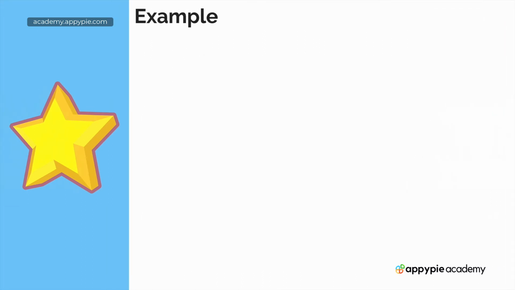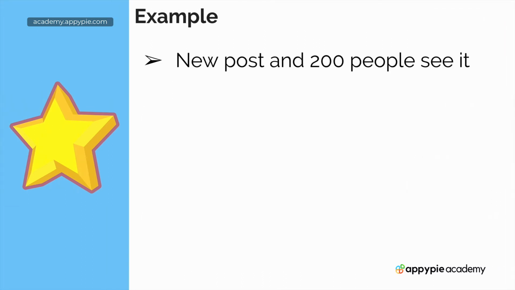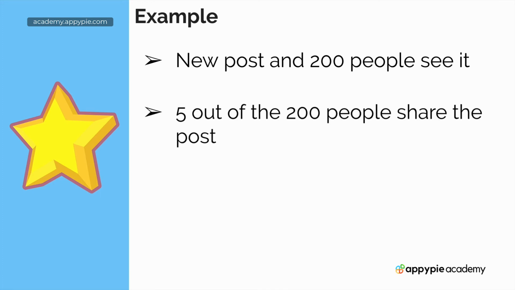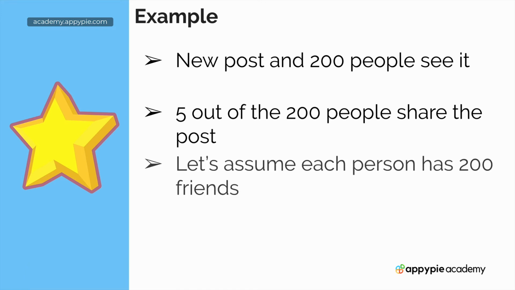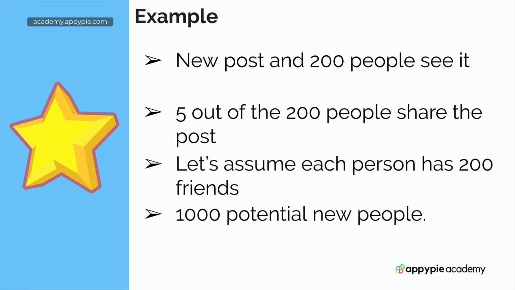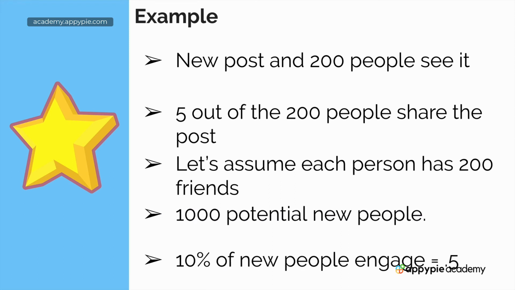So here's an example. Let's say you post to 200 people and 200 people see your original post, and let's say 5 out of those 200 people share your post. And let's assume that each person has 200 friends. That means that we have a new reach of 1,000 potential people, but not everybody engages, obviously. So if 10% of those people engage, that gives us a new audience of 100 new people. So that's what you can expect.